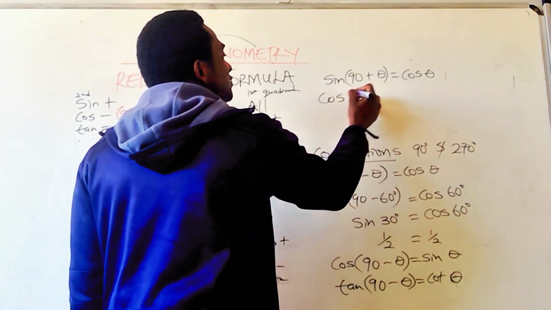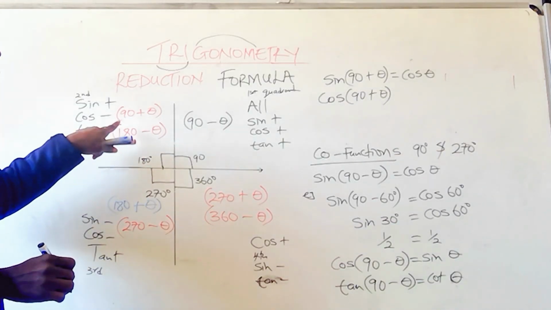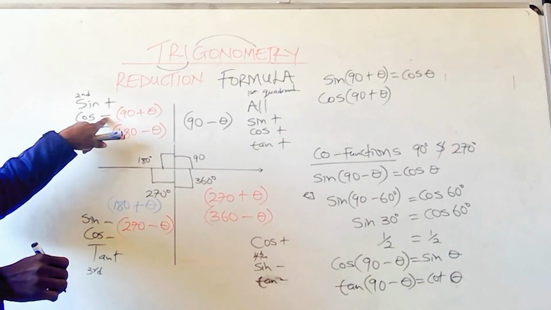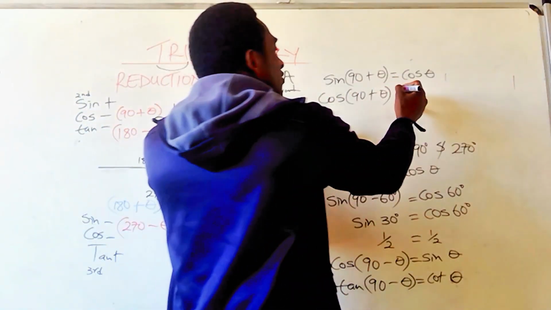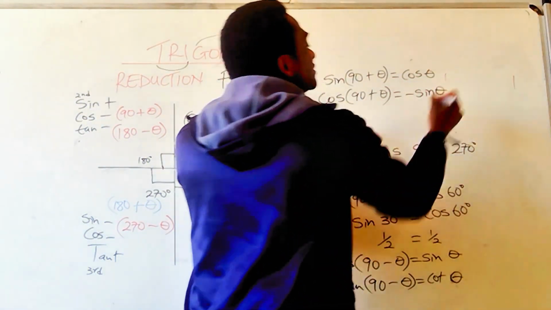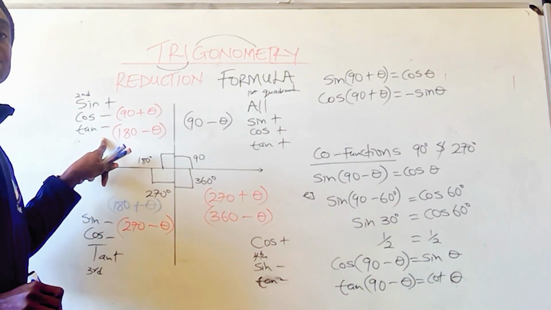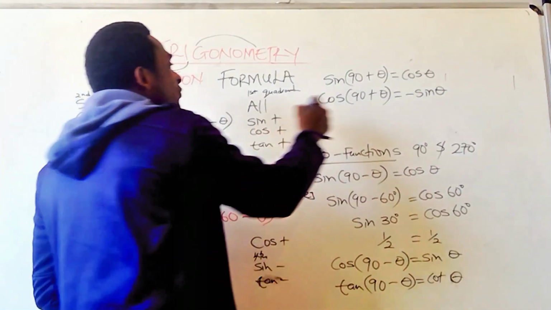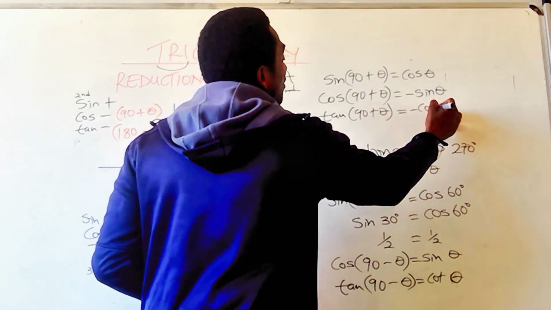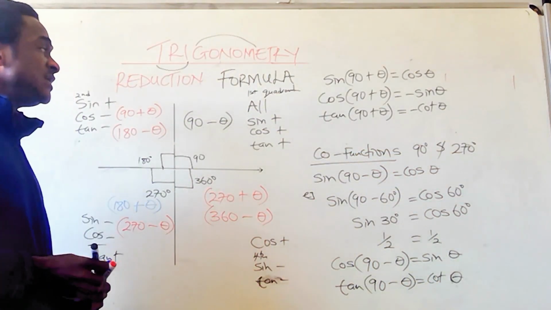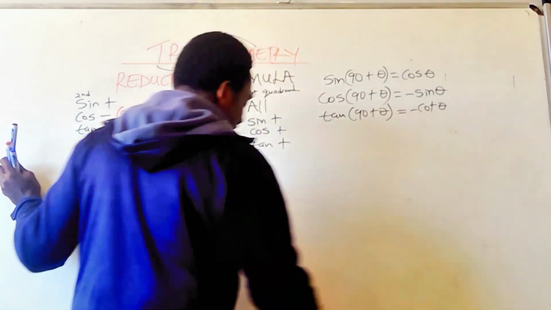If I have cos of 90 plus theta, cos is negative on this quadrant. So your answer will be the sine of the original, a cofunction of sine, but it will be negative sine theta, because cos, the original, has a negative value coming into the next quadrant. Likewise, tan of 90 plus theta becomes negative of cot theta, because tan is negative on this quadrant. Now, lastly, let's look at the 270s.